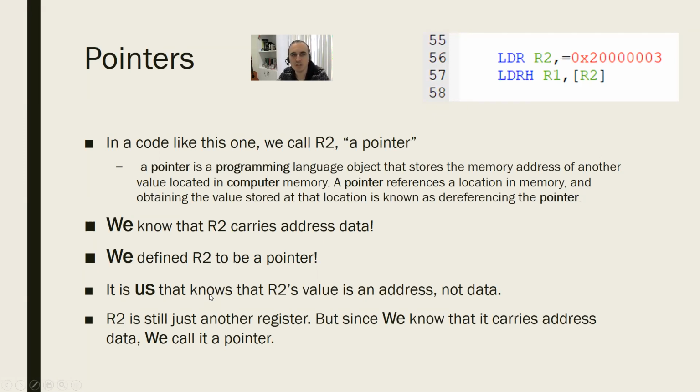Hocam, how do we know that R2 is an address or data? Well, you decide it. Don't ask me. You are writing the code. And if you're reading somebody else's code and trying to understand if a certain register value is an address or data, if it is used inside the square brackets, it must be an address, because that's the index addressing mode. But R2 is still just a register. It's keeping data. R2 itself doesn't know this. We know this. We define it to be a pointer and use it to point somewhere in the memory. Okay.